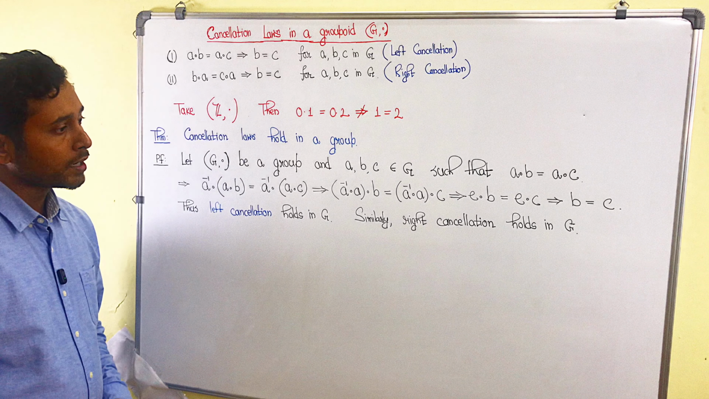say that left cancellation holds if and only if this function LA is injective, LA is one-one for all A belonging to G. Likewise, right cancellation holds if and only if these functions RA are injective for all A belonging to G.